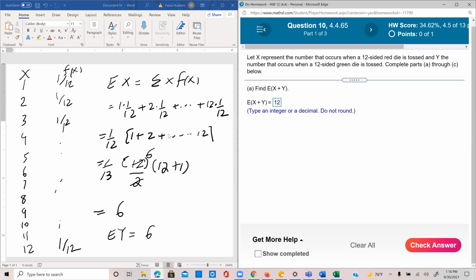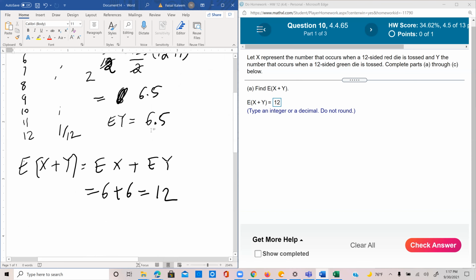Oh, suddenly I changed this into a 1 by 13. That was a 1 by 12. So the result is not 6 here. So 6, and this is 13. So it's 13 by 2, it's going to be 6.5. E of Y is also 6.5. And E of X plus Y will be 6.5 plus 6.5 equals 13.